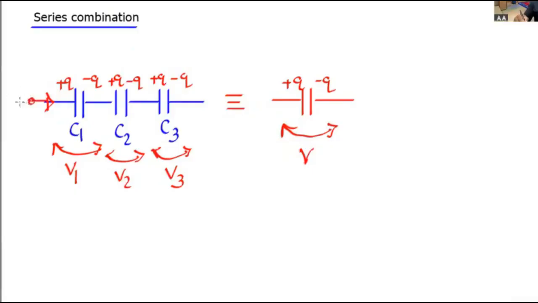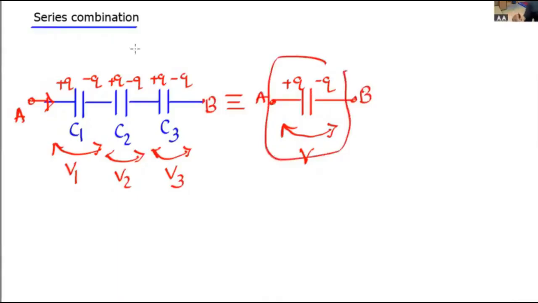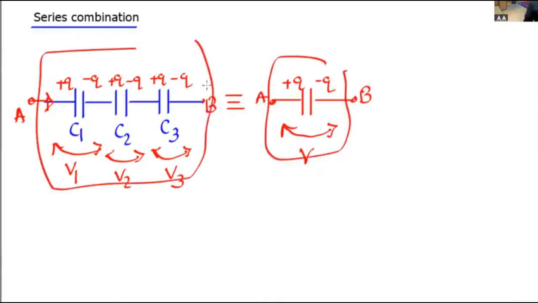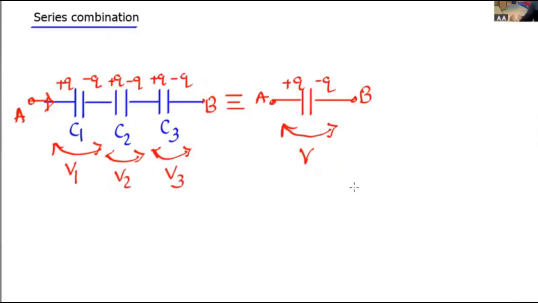V1 plus... නැත්නම් මෙහෙම හිතන්නත් පුළුවන්. Then the two ends of the series connection are A and B. Then we can connect the total capacitor between A and B. A and B අතර total එක connect කරනවා. A and B අතර total capacitor එක connect කරත් එකයි මේ network එක තිබ්බත් එකයි. මොකද equivalent capacitor එක නේද?